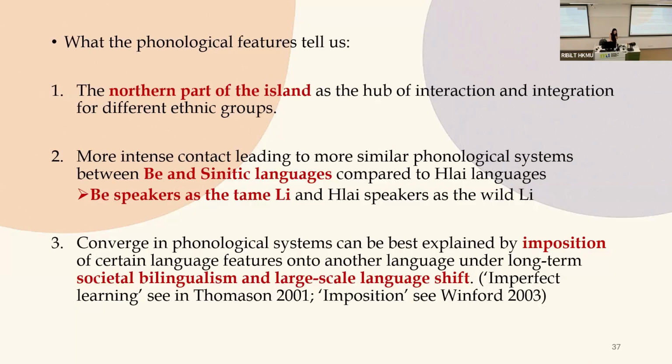Third, the convergence of the phonological systems of Hainan Min and Be can be best explained by the imposition of certain language features onto another language under long-term social bilingualism or language shift. In short, speakers of a language that inherently possesses implosives, like Be or Hlai, when acquiring a Sinitic language that has no implosives, may unconsciously pronounce certain sounds in the Sinitic language as implosives due to imperfect learning.